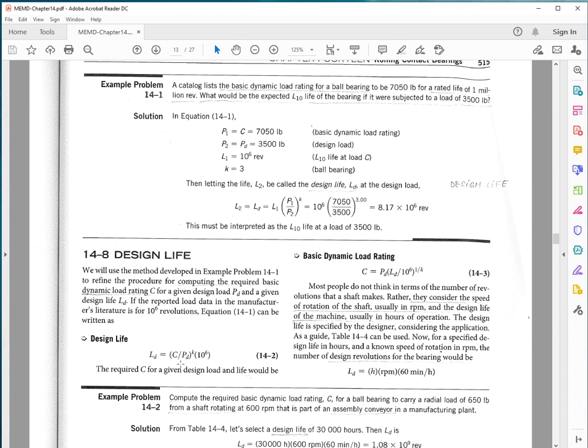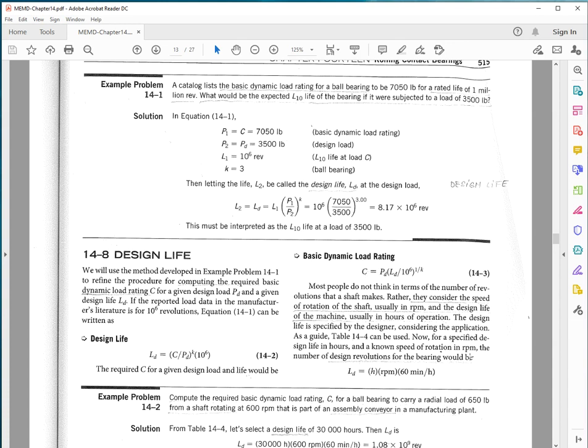Or you can work with this other equation, which is a restatement of the earlier one, where we have C going with L10. So here we have the load and the desired life, and we can calculate the desired dynamic load rating, and you need to select a bearing that has at least this much dynamic load rating.